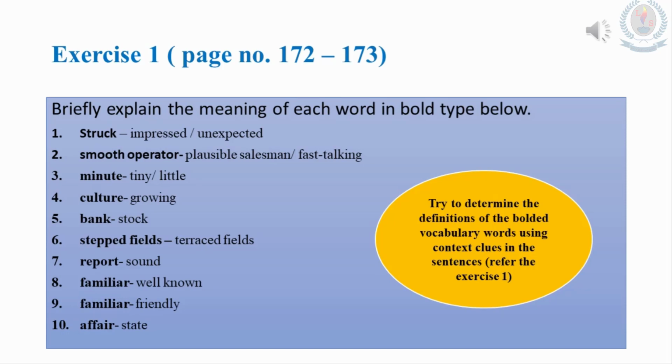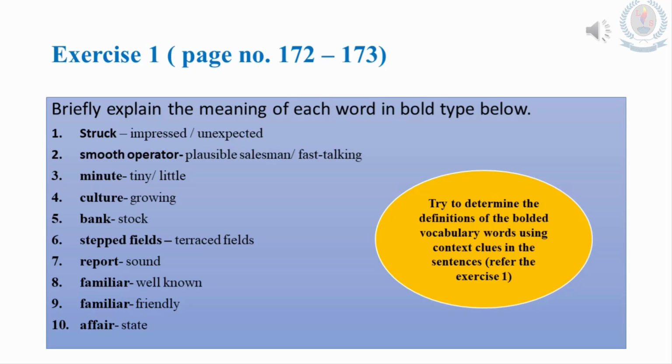Question number 2. Be careful of him. He is really a smooth operator and will sell you things you don't need. When we are reading the sentence, we can guess it very easily, though it is an unfamiliar word for you. Here smooth operator means a plausible salesman, fast talking, very fluent in talking. That's why he will sell you things you don't need also. So smooth operator is that.